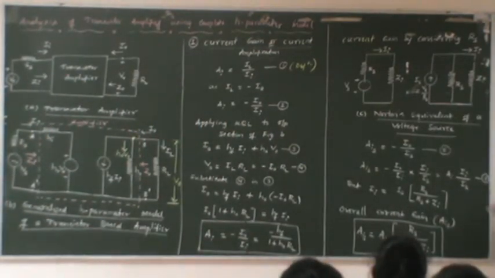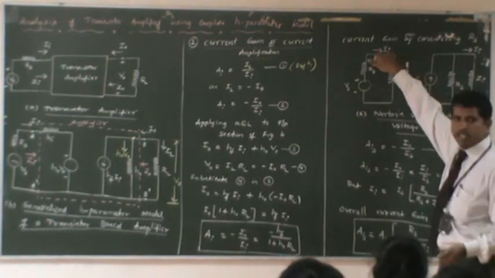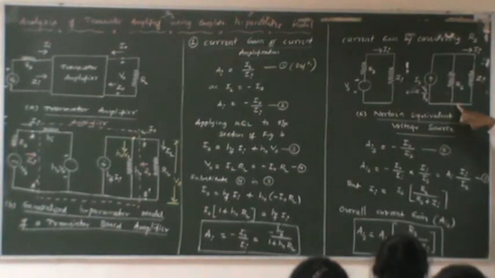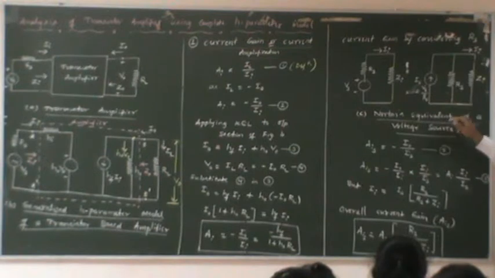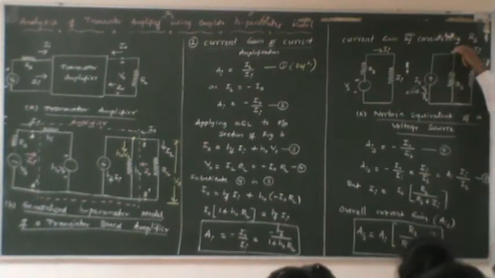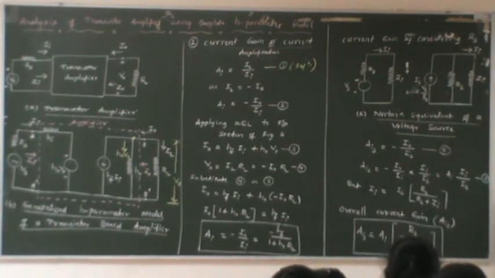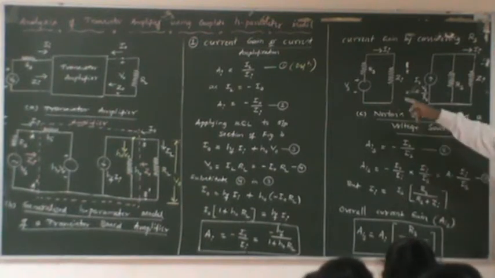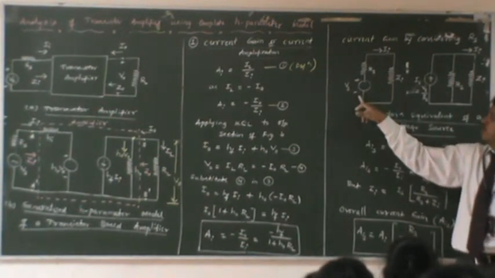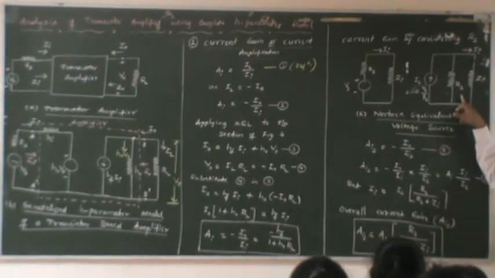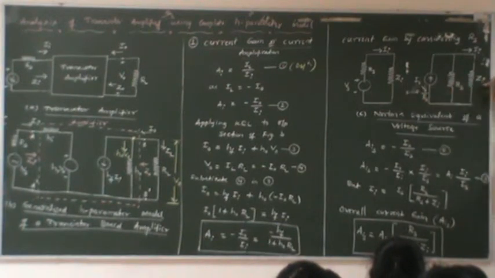The rest of the simplification: what I have done is take this voltage source in series with resistance and convert it into a current source in parallel with resistance. This is the change I made here. A voltage source in series with resistance is equivalent to a current source in parallel with resistance, as per Norton's equivalent. Norton's equivalent says that if you have a voltage source and a resistance in series with it, you can replace them by a current source in parallel with the resistance. And this Zi is kept as it is.